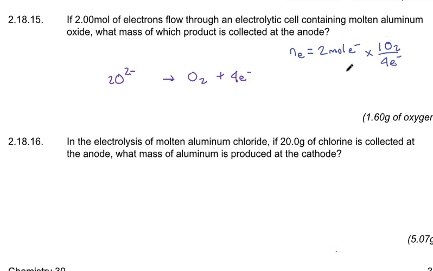2 times 1 divided by 4 gives us 0.5 moles of O2. And the mass of O2 is n times M. 0.5 moles times the molar mass of elemental oxygen, which is 32. From that we get 16 grams. That decimal should be there. Looks like I was working a little too fast. 16 grams of oxygen should be correct.